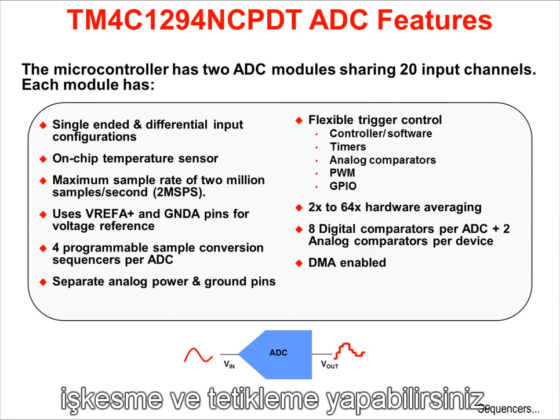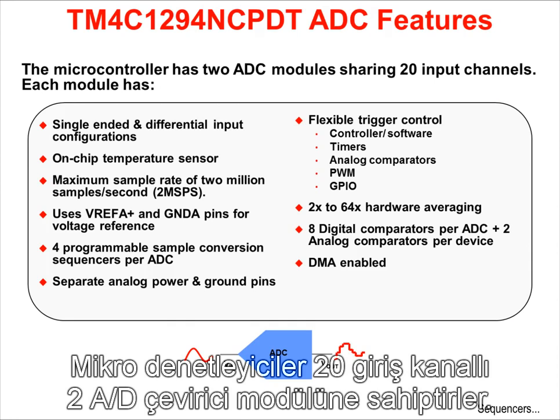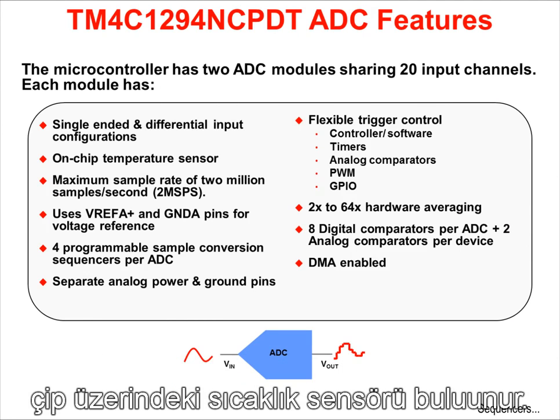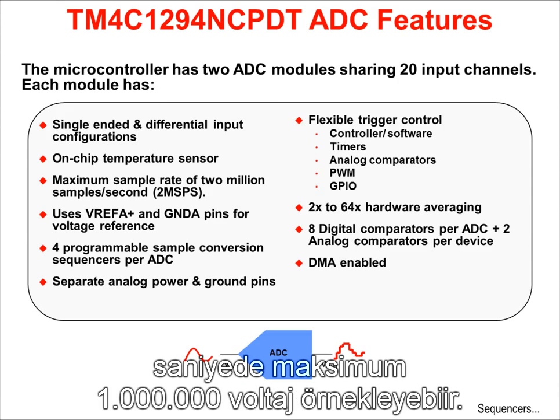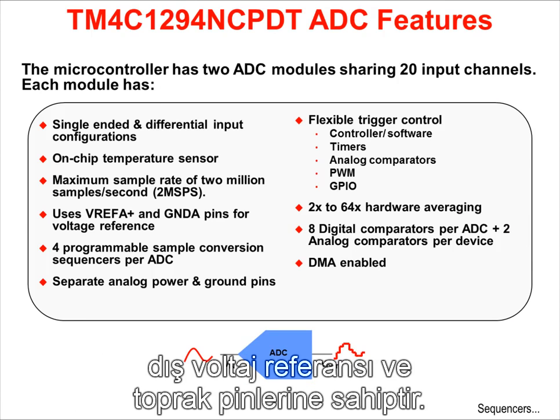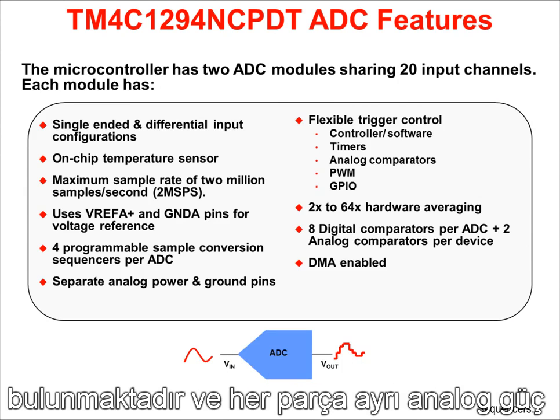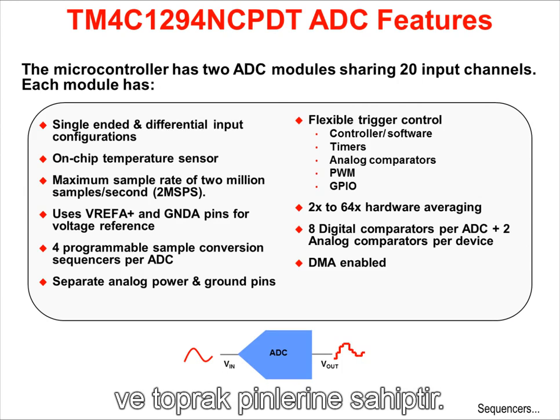The microcontroller has two A to D converter modules, sharing 20 input channels. Each one of the modules can make single-ended or differential input measurements, has an on-chip temperature sensor, has a maximum sample rate of 1 million samples per second, and uses the external voltage reference and ground pins for its voltage reference. There are 4 programmable sample conversion sequencers per ADC, and the part has separate analog power and ground pins.